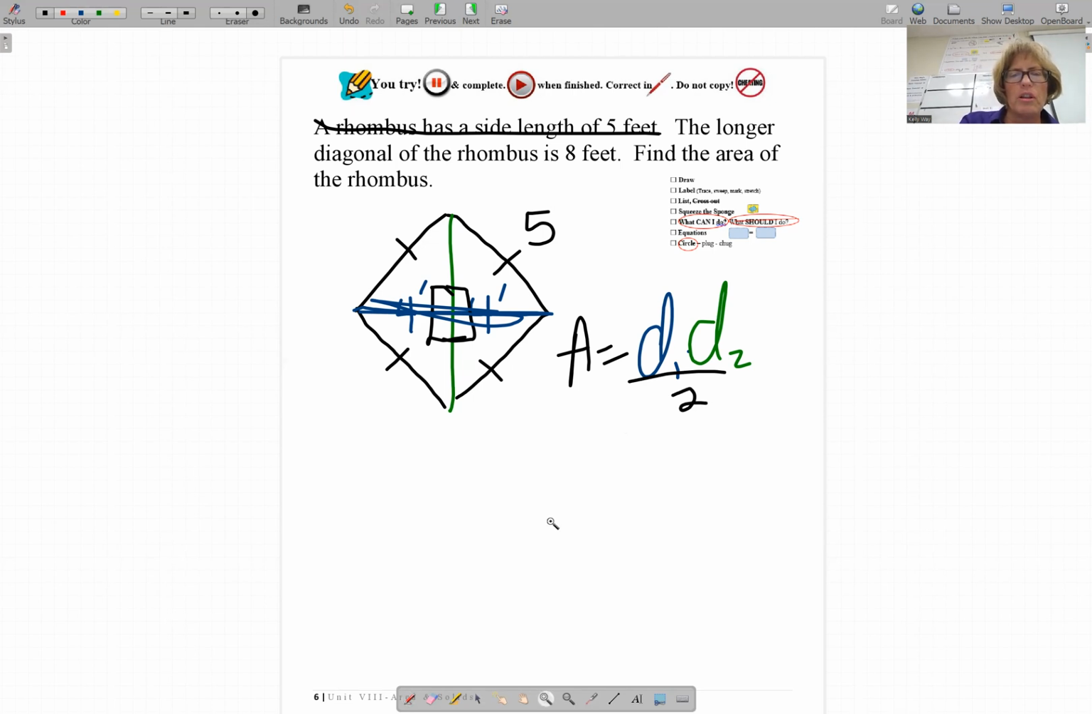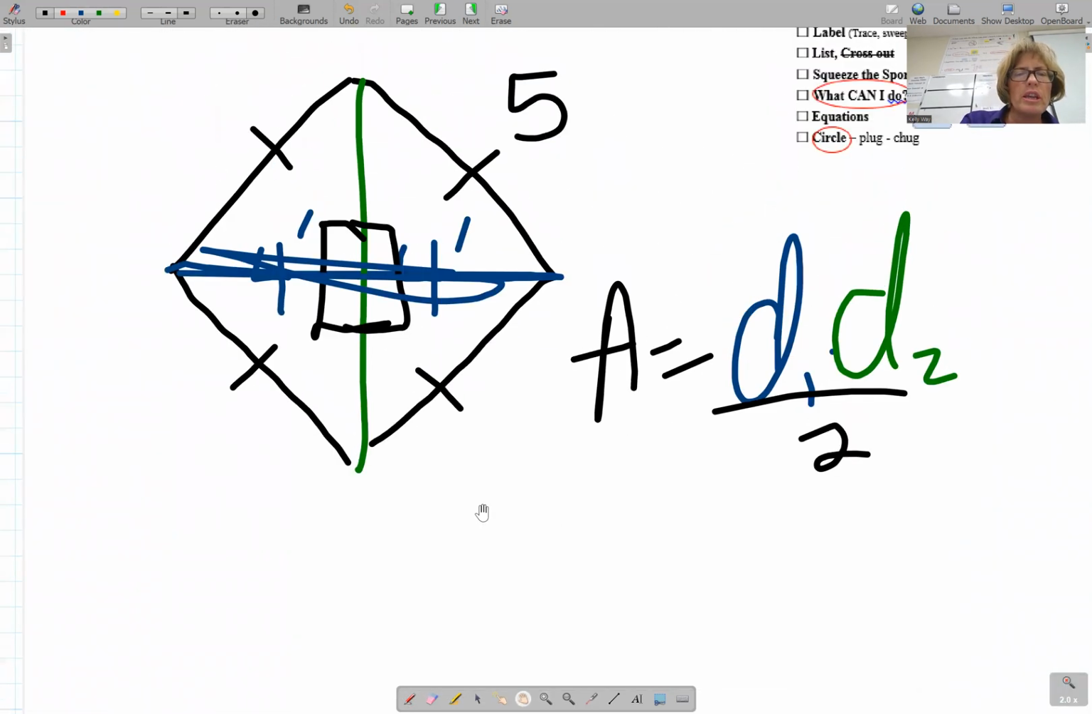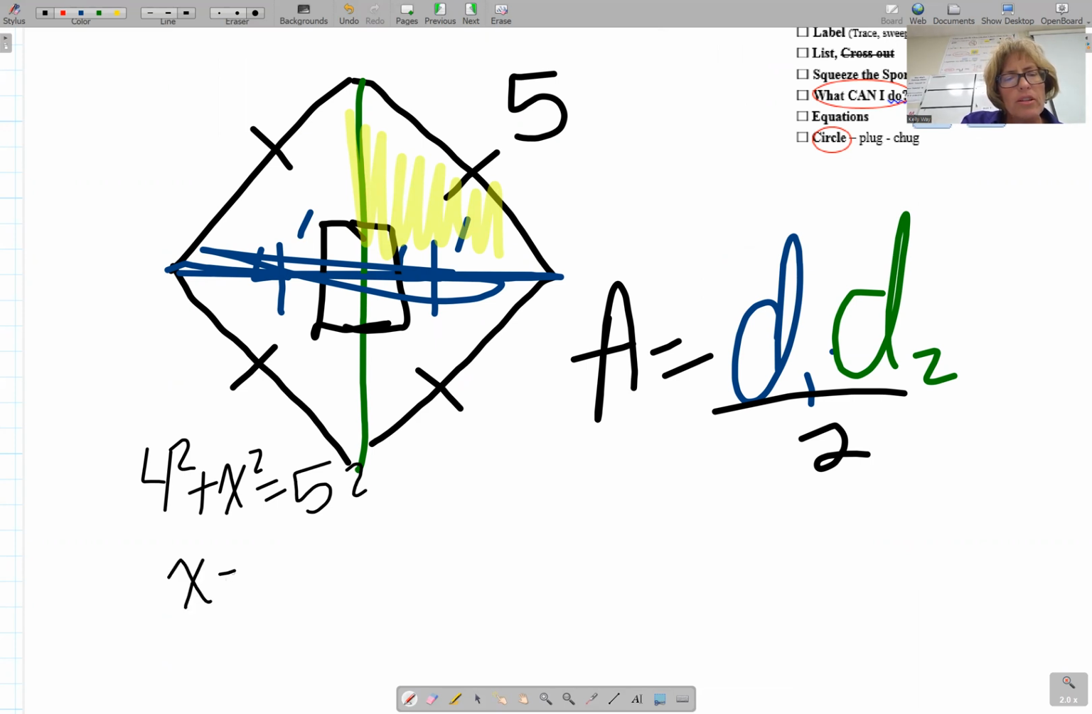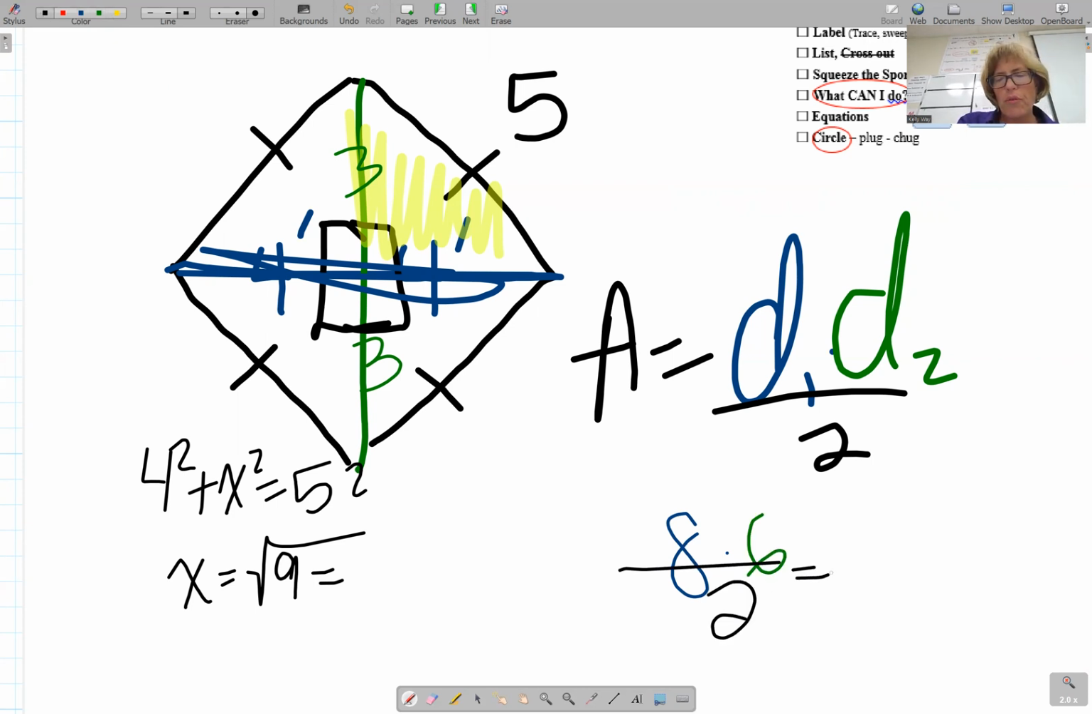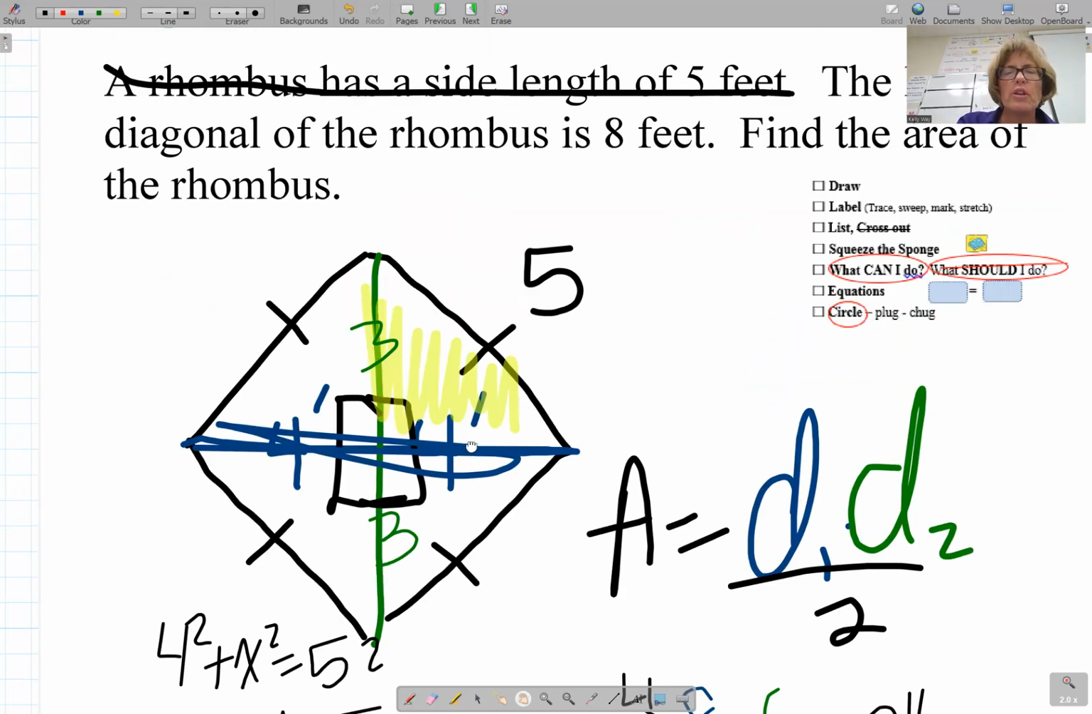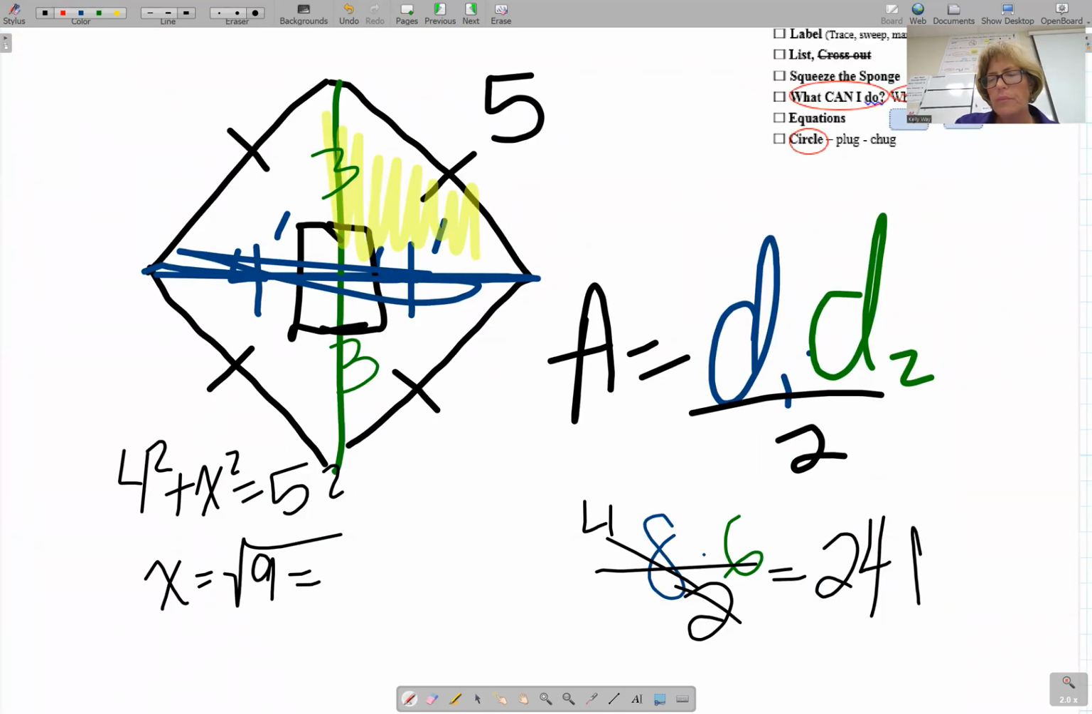So taking a close look here, we need a piece of this diagonal. Right triangle, have 2 sides, need a 3rd side, Pythagorean theorem: 4 squared plus x squared equals 5 squared, x is equal to the square root of 9. So you should have gotten here 3 and 3. So one diagonal is 8, the other diagonal is 6, over 2, and 24. Let's check for units. Don't forget units, feet squared.